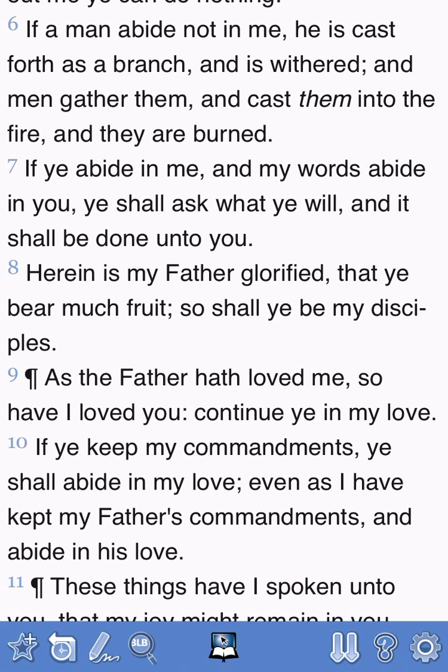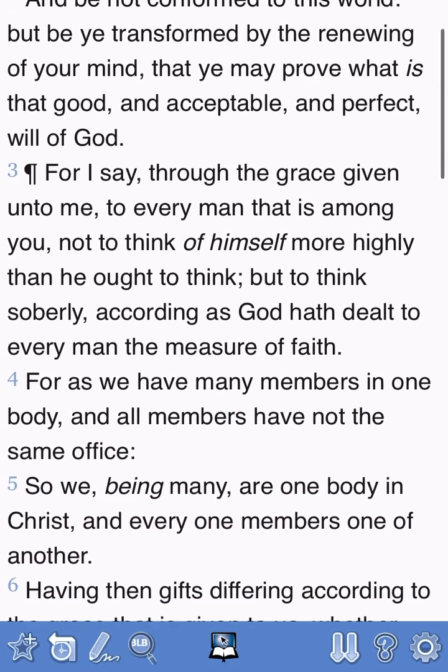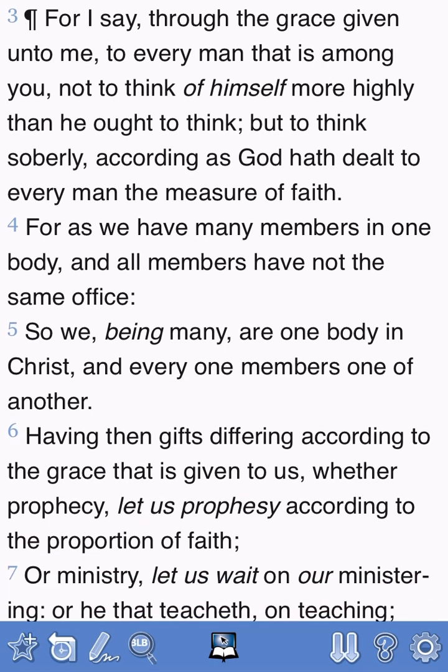If ye abide in me, my words abide in you, the manner of life, ye shall ask what ye will, and it shall be done unto you according to the Lord's will. So I'm gonna get another precept. This is Romans chapter 12. We'll get verse 4, and it says, for as we have many members in one body, and all members have not the same office, so we being many are one body in Hamashayak, and every one members one of another. You see, so we're the body of Yahweh Shai.